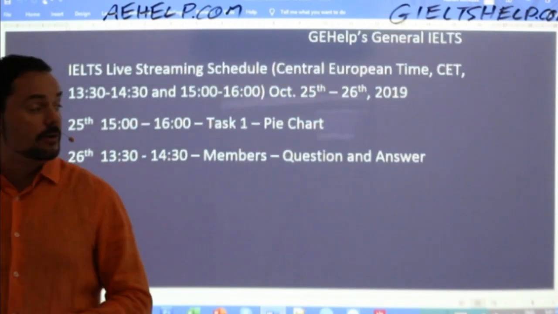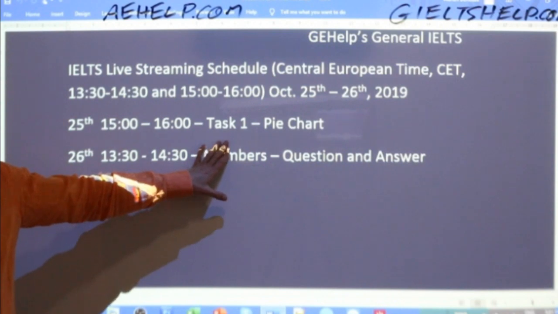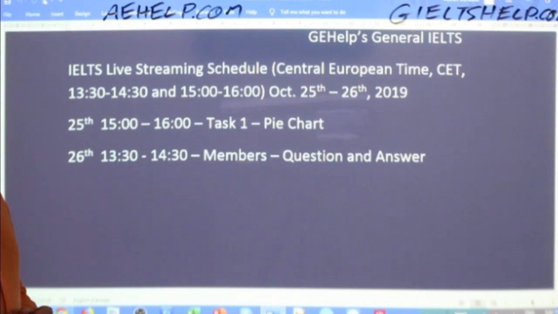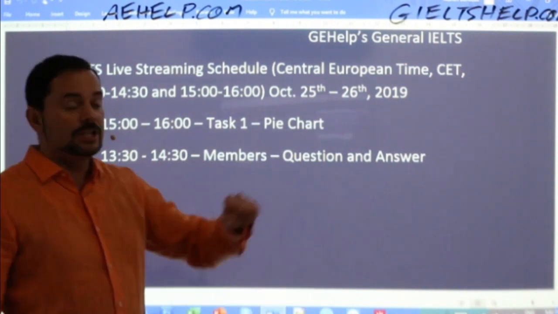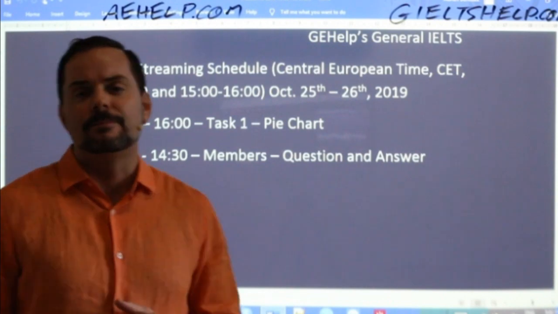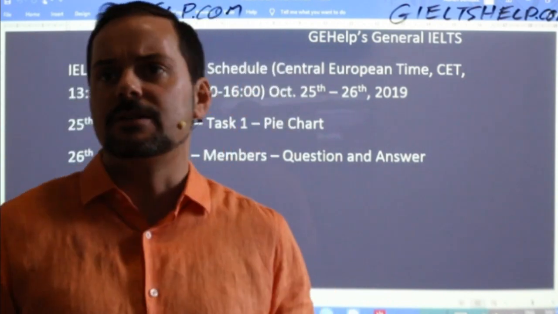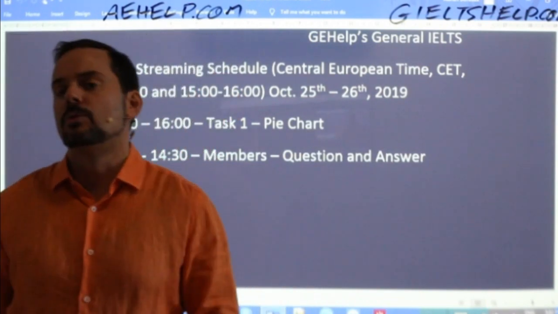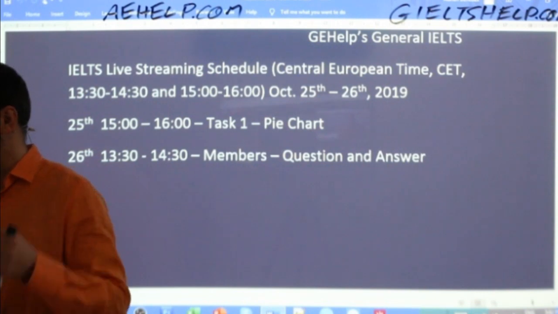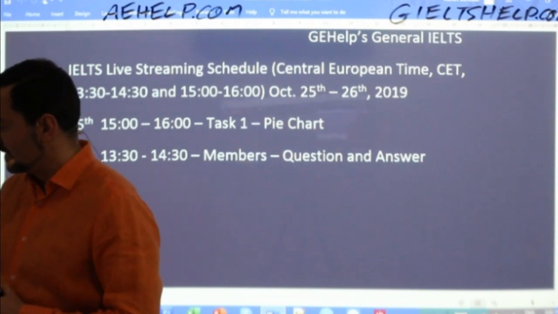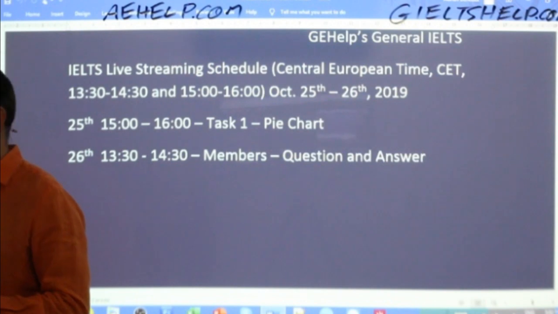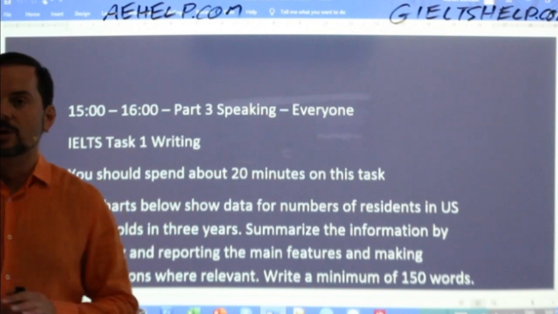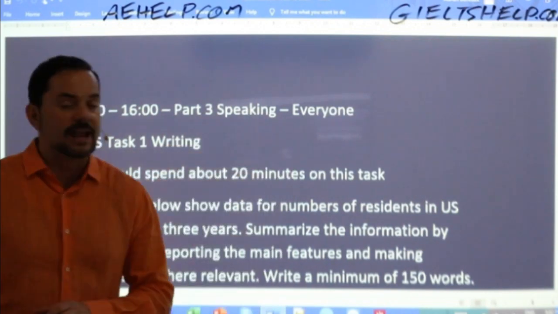So right now, again, focus is task 1. We are looking at a pie chart question. We will work on that together. And tomorrow we will have a question and answer session for our members. I think, Barendra, you had a question at the end of the last class that I didn't catch. Just remember it for tomorrow, and I will gladly answer that question for you. It was something about the difference between the academic and general version of the test. So there will be that question and answer session tomorrow, and then there will be a speaking class for everyone.